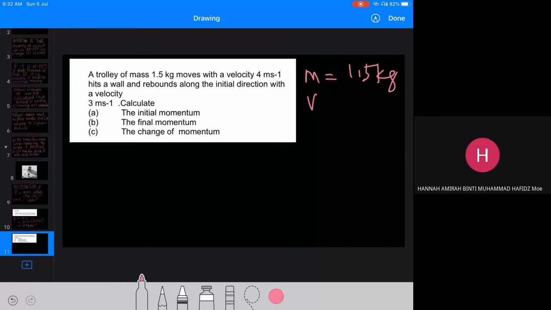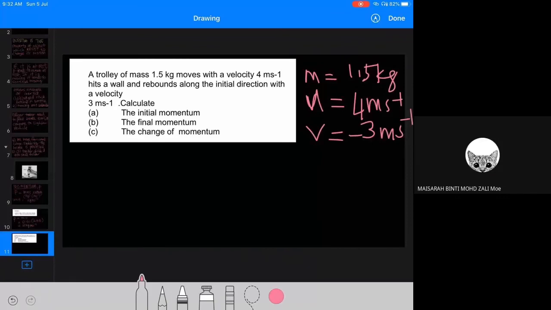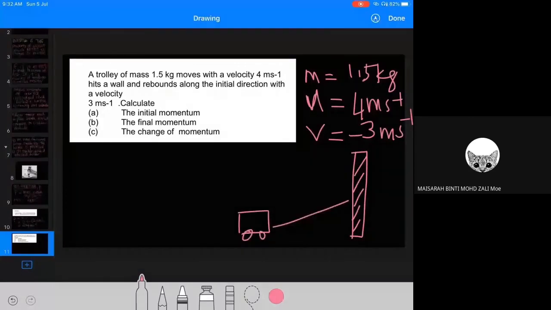Itu ialah U atau V? U. Yes, U. Okay. So, V dia berapa? 3. Yes. 3 ialah negative 3. Kenapa negative 3? Rebound. Yes. So, this is the wall. Okay. So this is the trolley. So trolley tu dia hit the wall dengan nilai U. Betul tak? Kemudian dia bounce.